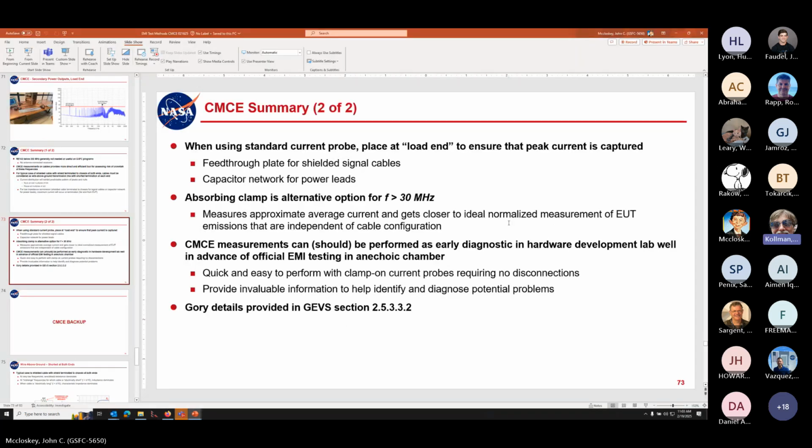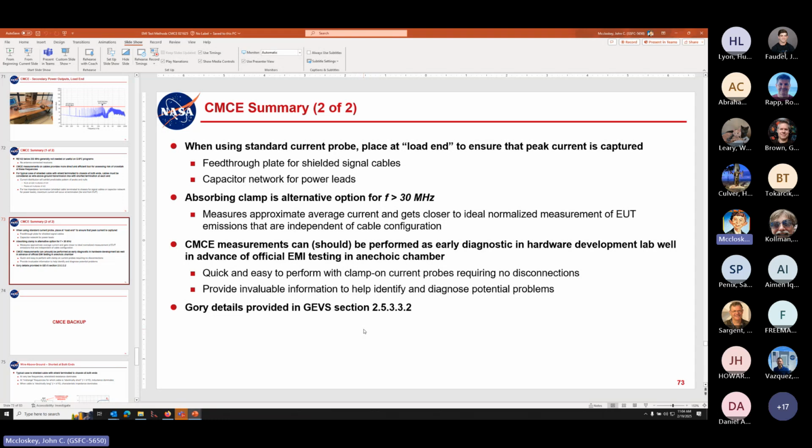Yes, I've got a question. In GP 11461, they use the absorber clamp in CE 104 all the way down to 150 kilohertz. What do you think about that? Oh, that sounds very similar to what they borrowed from the space shuttle spec. I think a lot of the same people developed that GP doc. That's a gateway document, right?